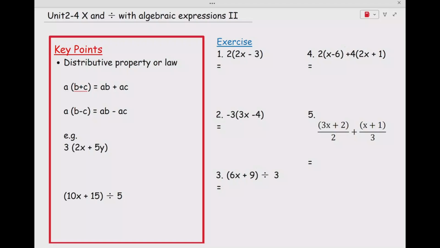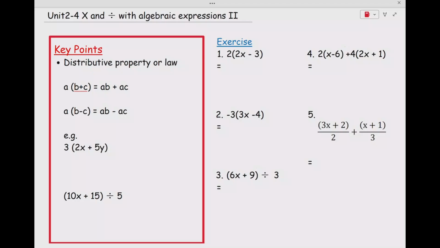Today, we will continue to learn multiplication and division with algebraic notation. But we will also be learning how to solve algebraic equations with brackets in this video. If you have not watched the previous video, please watch that video first, as I think it will help you understand the contents of this video better.